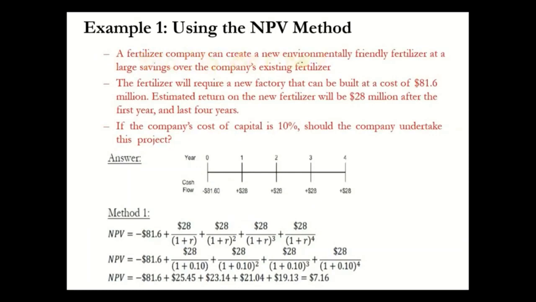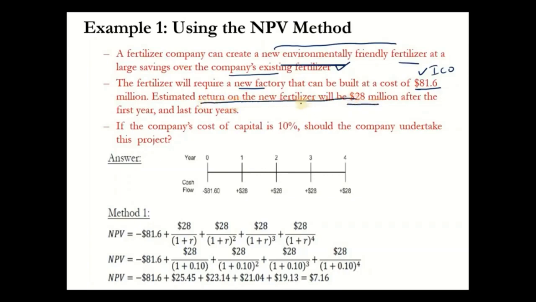A fertilizer company can create a new environmentally friendly fertilizer at a large saving over the company's existing fertilizer. Okay, so it's a new project. The company wants to introduce a new project. The fertilizer will require a new factory that can be built at a cost of 81.6 million. So this is the initial cost of the project. Estimated return on the new fertilizer will be 28 million. So this is return, right? So this return is basically the cash flows after the first and last 4 years.